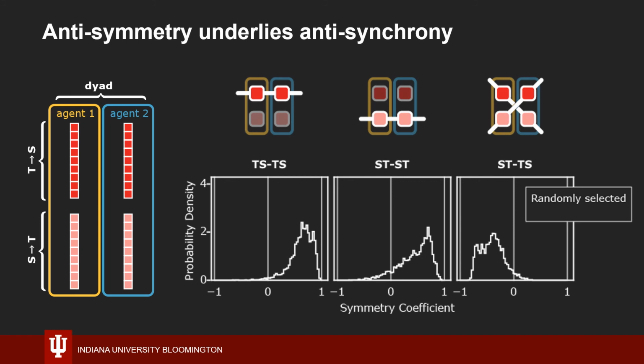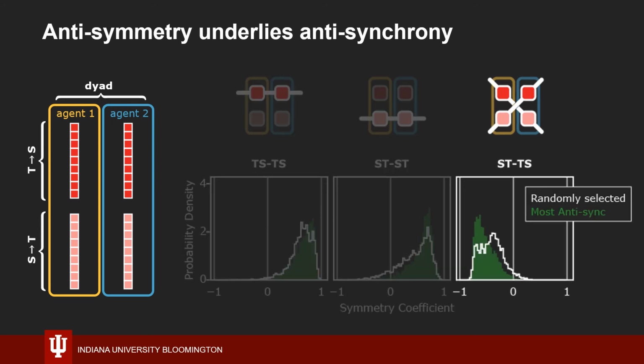But if we look at only the top decile of most anti-synchronous dyads, a pattern emerges. Complementary policies between agents are more anti-symmetric. Our genetic algorithm has evolved dyads that use this asymmetry to arrive at temporal coordination. Good partners complement each other.